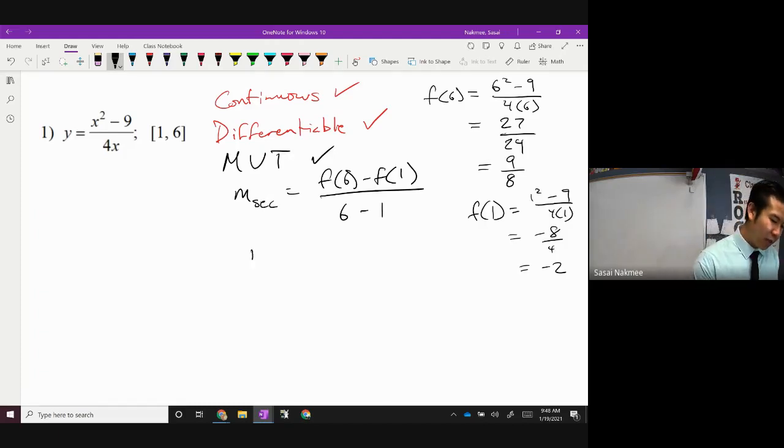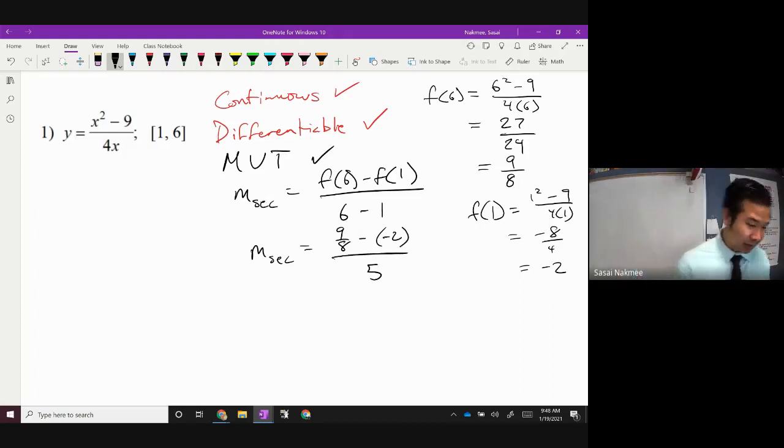Okay, so the slope of the secant line is going to be equal to, let's see here, 9 over 8 minus a negative 2 all over 5. God, that's ugly. Let's do that real quick. Simplifying this out, this is going to be 9 over 8 plus, right, negative and a negative. And then I want a common denominator here. So instead of 2, I'm going to write that as 16 over 8. Right, and again, this is all being divided by 5.